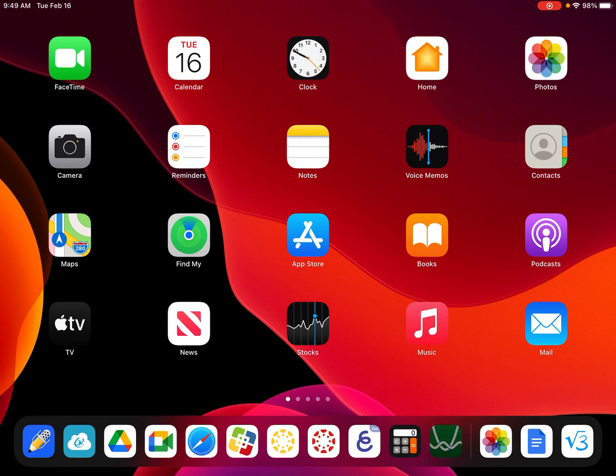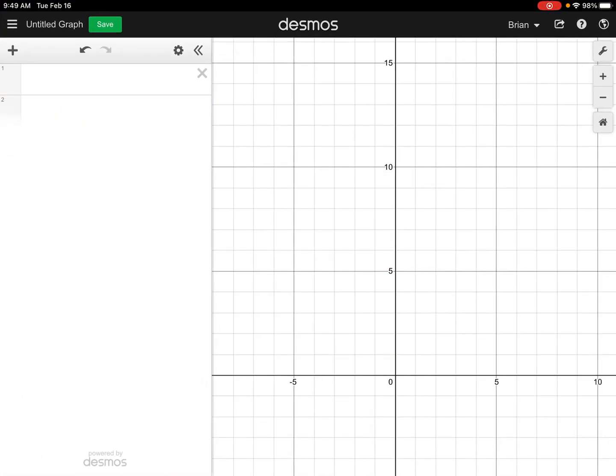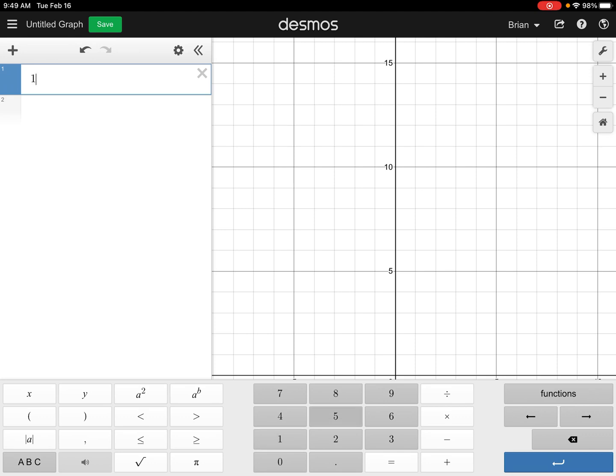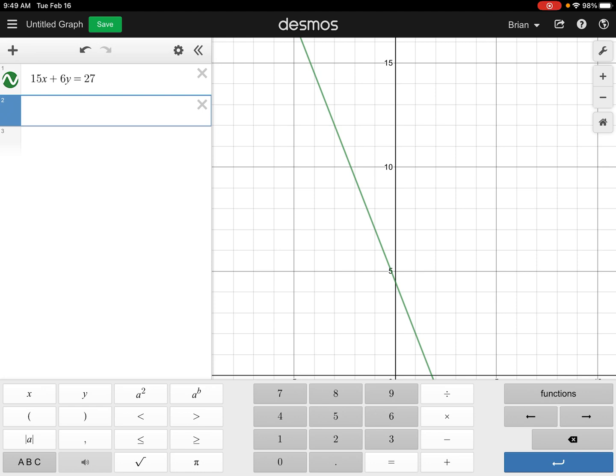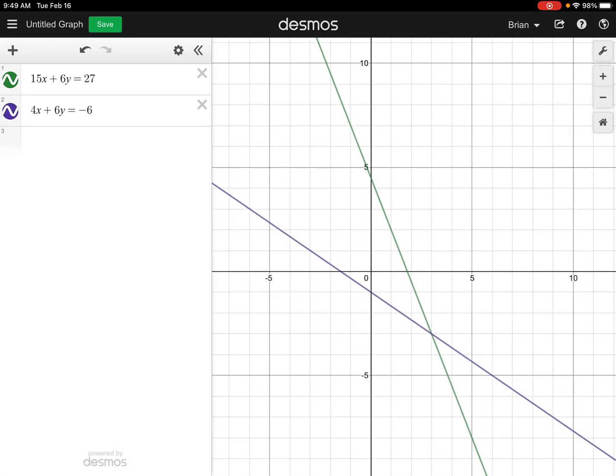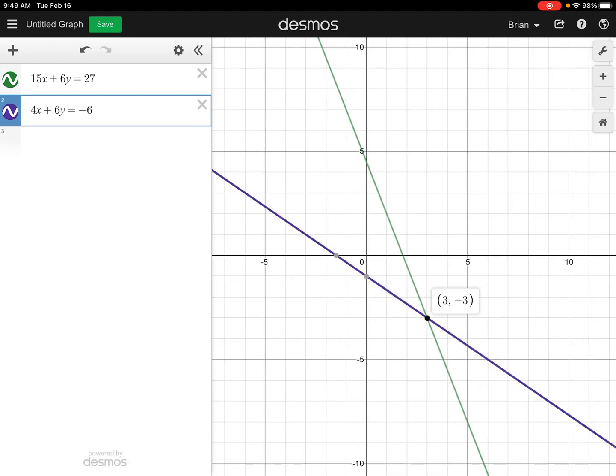Let's go ahead and check that solution. Type in both equations. 15x plus 6y equals 27. Oop, that didn't turn out. Let's try that again. Plus 6y equals 27. And then 4x plus 6y equals negative 6. Let's try that again. Negative 6. There we go. Check the intersection. There is 3, negative 3. Good.